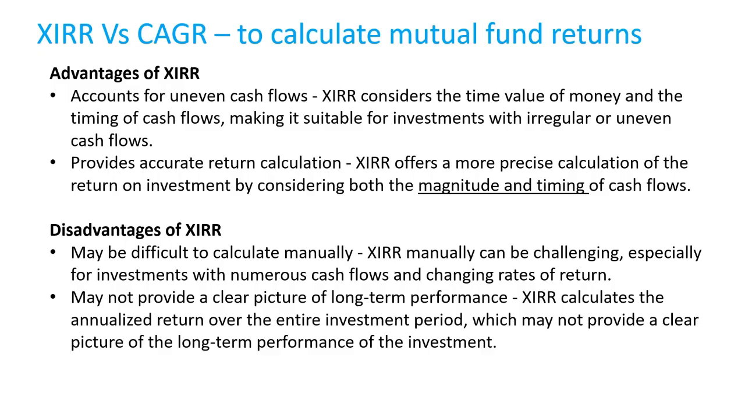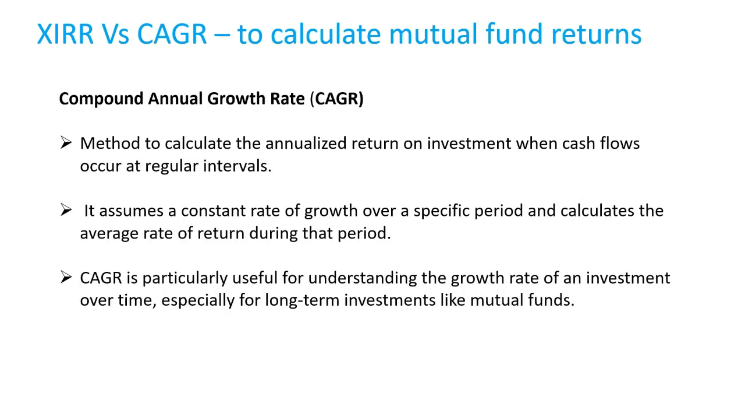The disadvantage of this is it is very difficult to calculate manually. And one more disadvantage is it may not provide a clear picture of long-term performance. XIRR calculates the annualized return over the entire investment period, which may not provide a clear picture of long-term performance of investments. Now let's understand compound annual growth rate, that is CAGR.